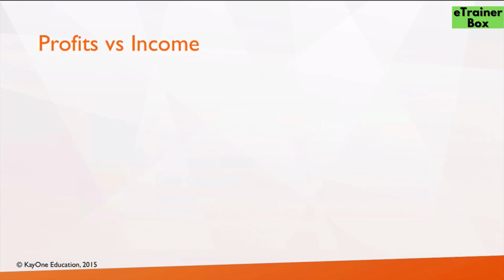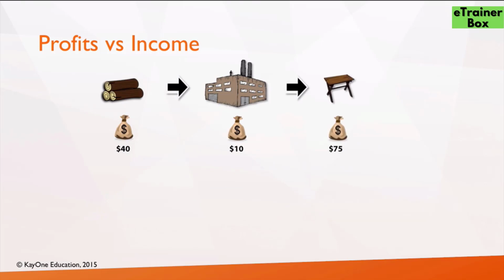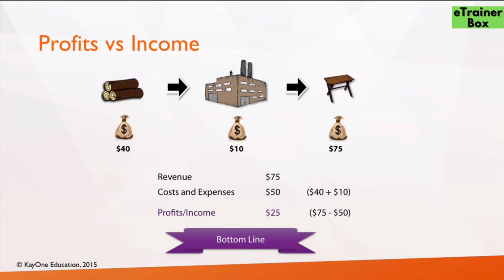Concept number 2, profits versus income. Let us go back to our example on Joe's Furniture Factory. Joe buys logs of wood at $40 a piece, spends $10 on conversion, and sells them at $75. So the revenue in Joe's case is $75. The costs and expenses total up to $50, which is $40 for the material and $10 for conversion. And therefore, he's left with a profit of $25, which is $75 minus $50. Profits and income mean the same thing, and some analysts prefer to call it the bottom line because this is usually the last line item in any income statement.